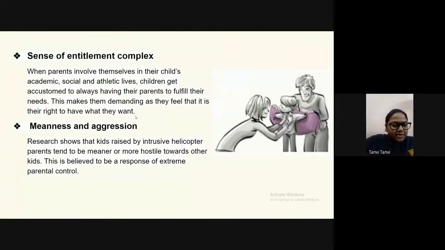Next one is meanness and aggression. Research shows that kids raised by intrusive helicopter parents tend to be meaner or more hostile towards other kids. This is believed to be a response to extreme parental control. Kids act out and assert their dominance as a way to regain a sense of agency over their lives. As such, they tend to become irritable and less patient when faced with having to relate well with peers.